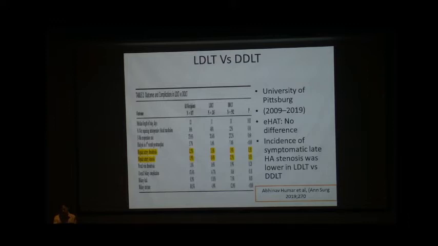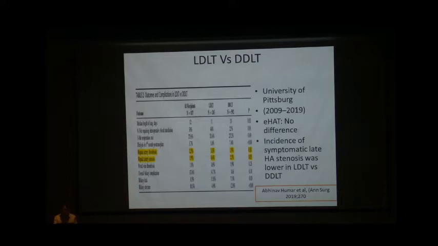This is one study published in 2019 in Annals of Surgery. They have shown that early HAT incidence is similar between both the groups. However, late symptomatic hepatic artery stenosis, they have found it is more common in DDLT in comparison. So they went ahead to propose that LDLT is associated with lesser vascular complications than DDLT, and they proposed that they should perform more LDLT.